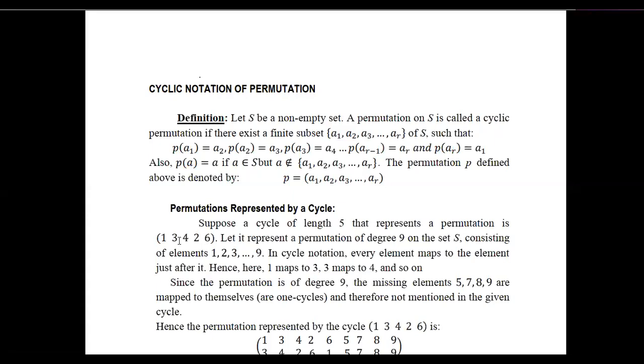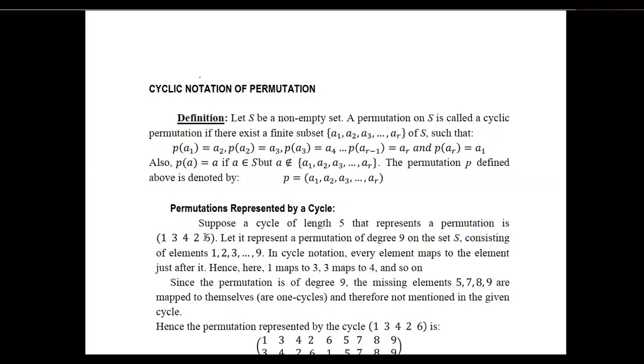Suppose here, where is 5? 5 maps to 5. What about 7? 7 maps to 7, 8 maps to 8, 9 maps to 9. And we have only one cycle. Now every element maps to the one just after it. Hence 1 maps to 3 and 3 maps to 4 and so on. Now in the permutation of degree 9, the missing elements are 5, 7, 8, 9, which are mapped to themselves, and you say this is simply one cycle and therefore they are not mentioned in the given cycle.